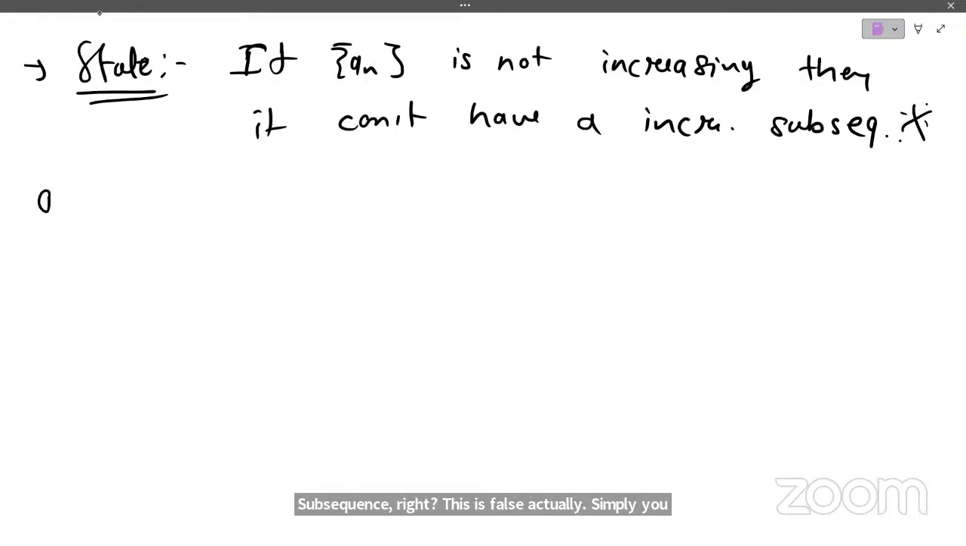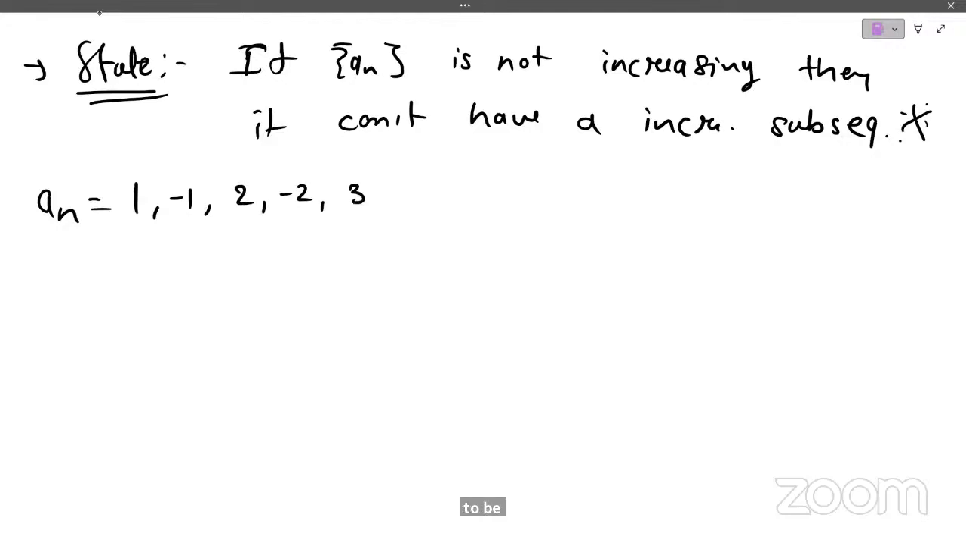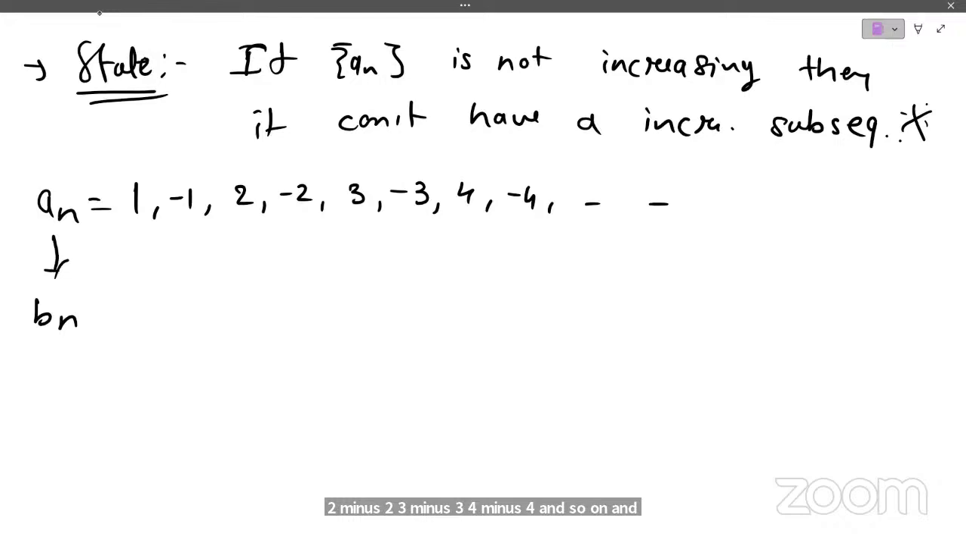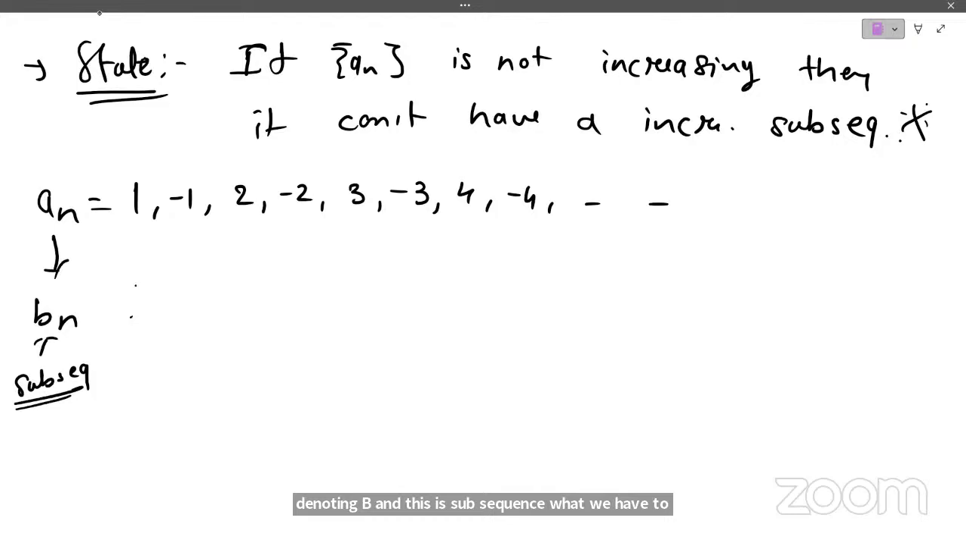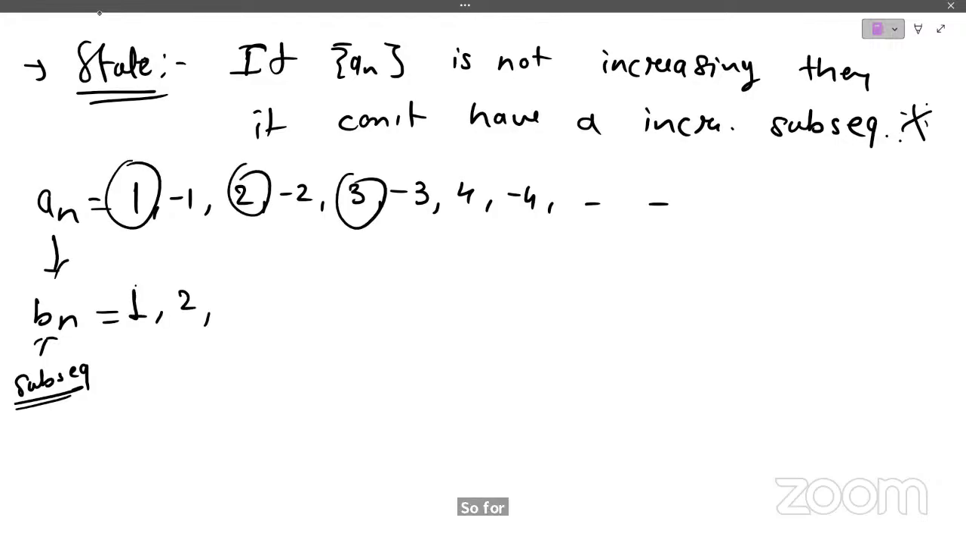Simply you can take an to be 1, minus 1, 2, minus 2, 3, minus 3, 4, minus 4, and so on, and make a subsequence of an. I'm denoting it bn. This is a subsequence. For a subsequence, what do we have to choose? We just have to select numbers from the sequence, right? The two conditions are we cannot move backward and we cannot repeat, right? So here if I choose 1, then I'll choose 2, then 3, then 4, and similarly.